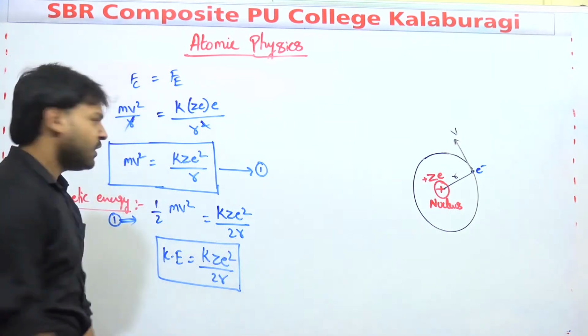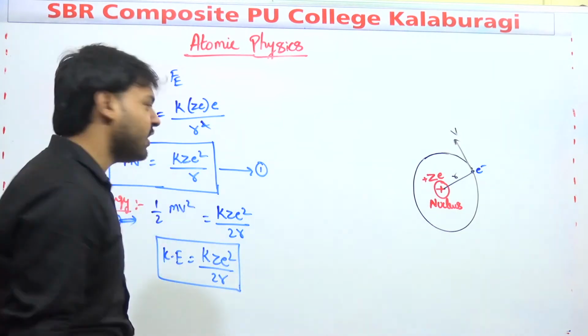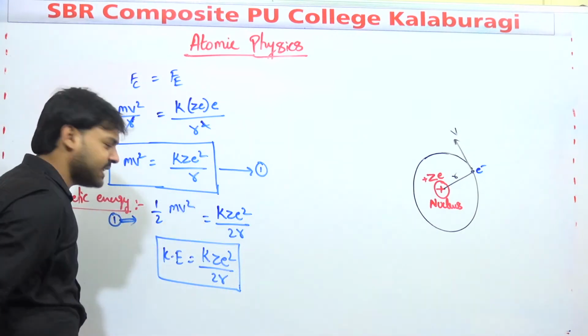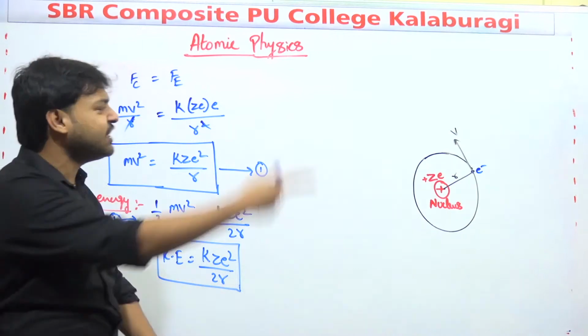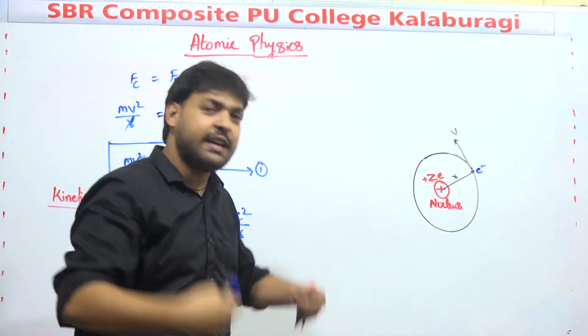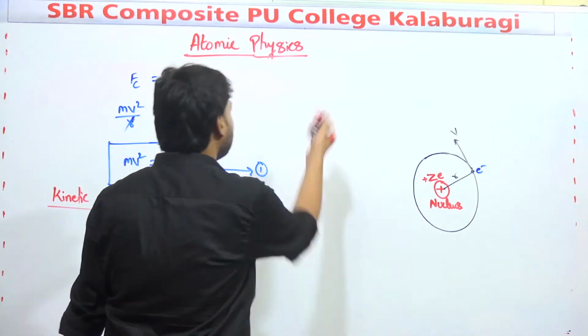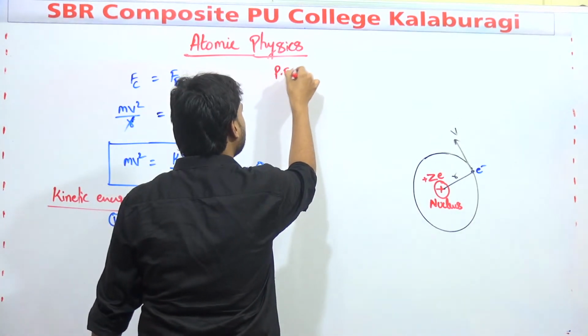Right? So by seeing this equation, he got an idea. Okay, mv square is there, so we can multiply with half on both sides. So we can calculate the kinetic energy of the electron. So he concentrated on energies later. So next, after getting kinetic energy, he is thinking about the potential energy.